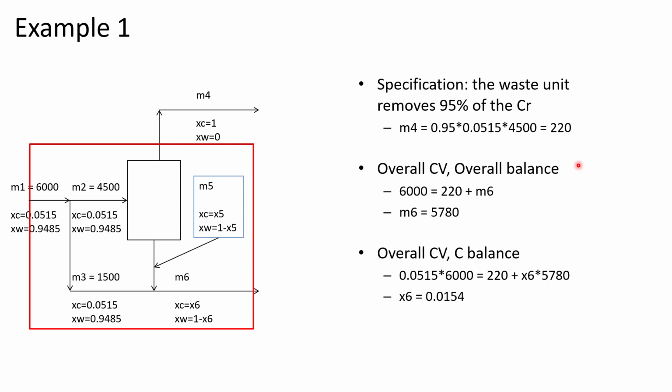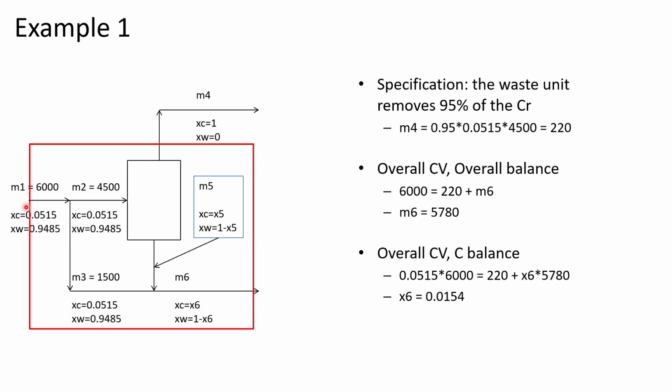Well, if we put this value of M4 onto the process flow diagram, and we go back and review our analysis of the degrees of freedom for each of the control volumes, what we find is that for the overall control volume, we can solve for the unknowns associated with it. So let's start off with the overall balance for the overall control volume.